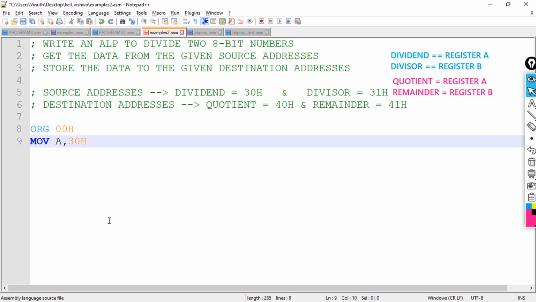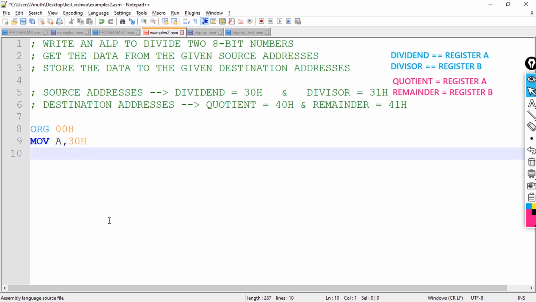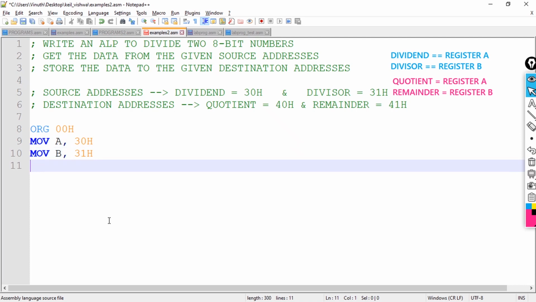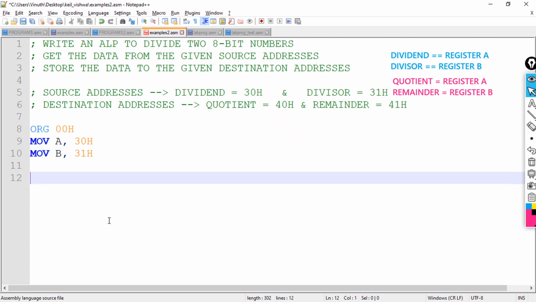So the contents of register 30 hexa will be loaded into what? It will be loaded into my register A. Let me move B comma, since the divisor should be loaded at register B, I'll write move B comma 31 hexa. So A and B now both have the values.